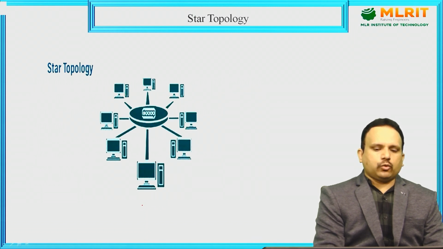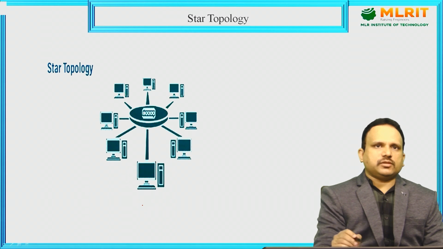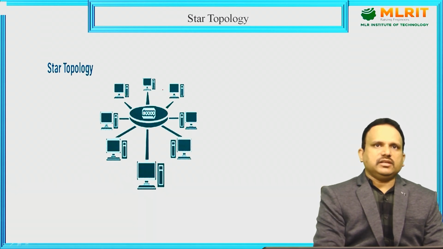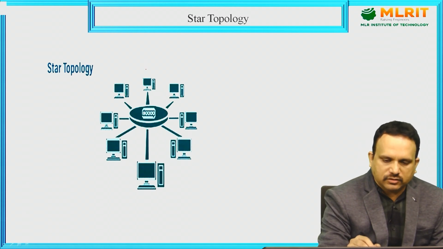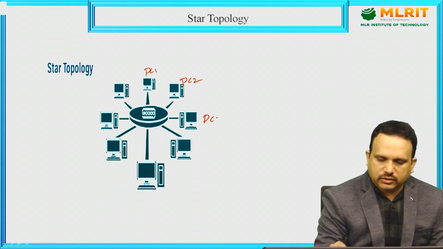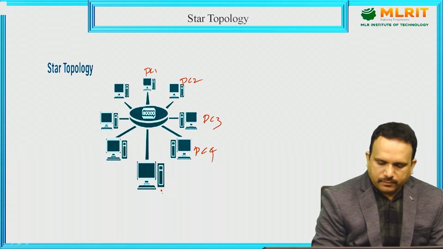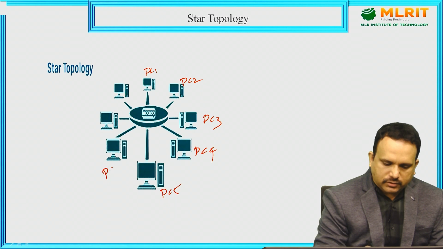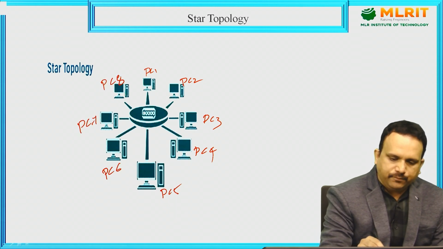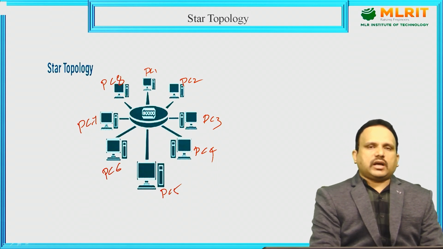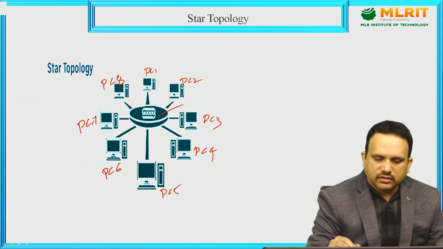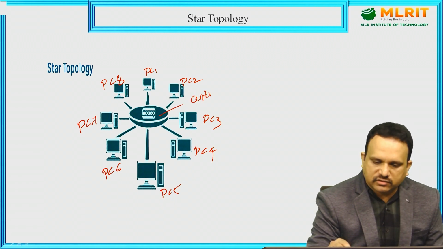Coming to the star topology. All the systems in this particular network are arranged in a star fashion. That is why it is named star topology. Say for example, this is personal computer 1, personal computer 2, personal computer 3, personal computer 4, personal computer 5, personal computer 6 and so on. All the stations are connected to a central point. Here, we call it a centralized device.